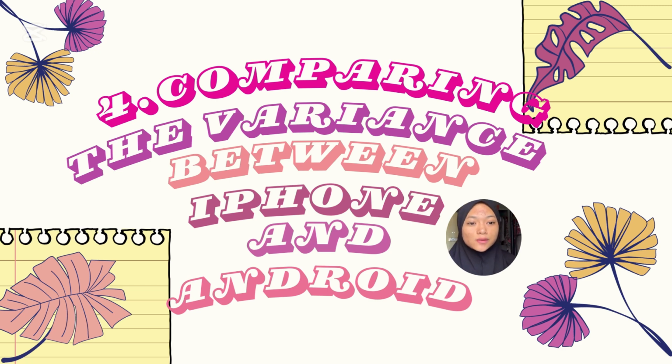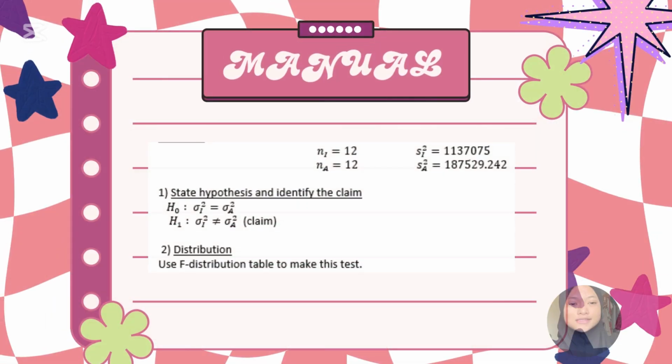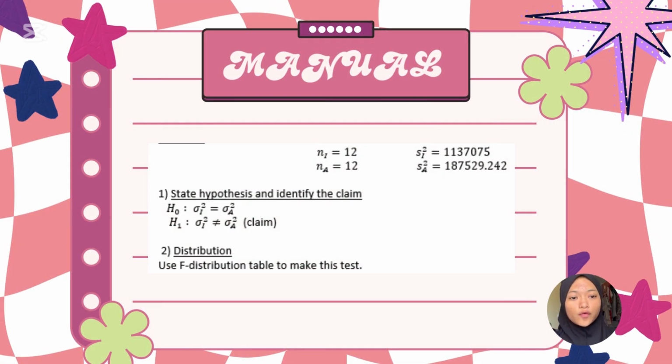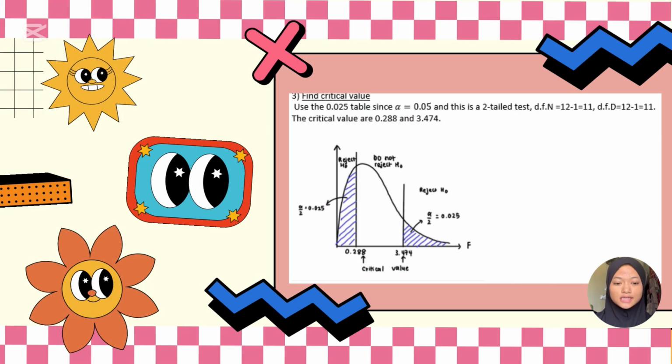Next, comparing the variance between iPhone and Android. And then there is the manual. In this hypothesis test of variance, we have 5 steps. Firstly, you have to state the hypothesis and identify the claim. As you can see, the H null is that the variance of iPhone is the same as the variance of Android, while the H alternative, which is the claim, is that the variance of iPhone is different from the variance of Android. The second step is to select the distribution to use. In this step, we use the F distribution because we use it to compare the variance of samples.